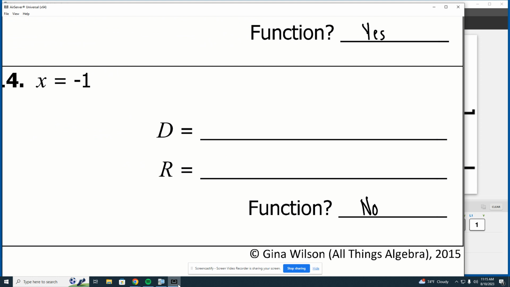So last thing, your domain. If it's a vertical line, does it go left? Does it go right? So your domain is simply the value that it is. And what is that x value? -1. But think about the range. Negative infinity, infinity. Yep, it goes down and up forever. So my range is negative infinity to positive infinity. And that's the difference between the two. So that's the one time a line is not a function.